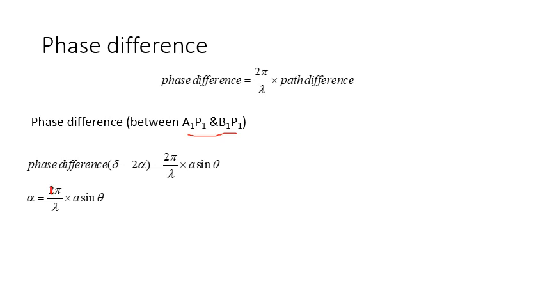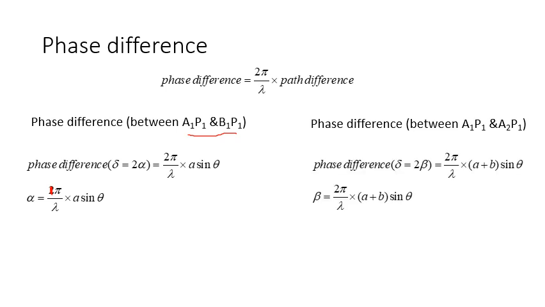So alpha is equal to pi by lambda into a sine theta. Similarly, you can calculate the phase difference between A1 P1 and A2 P1. Here the path difference is (a plus b) into sine theta, so the phase difference is equal to 2 pi by lambda into (a plus b) sine theta.